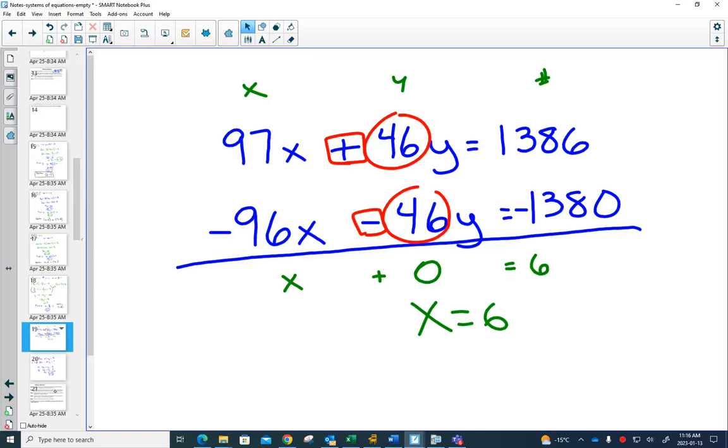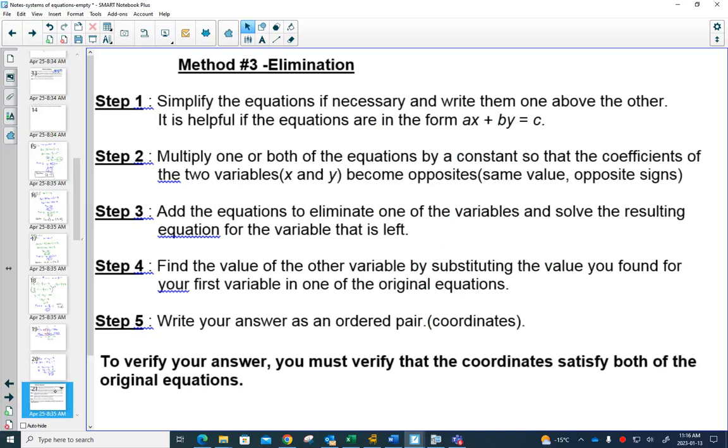Which is step 3. Once they're the same, add the equations together to eliminate one of the variables. Then you can solve that. Whatever's left, it's easy to solve for. And then from there, everything is the same as the substitution technique. Once you've found either x or y, then you can plug it back into the other equation to see if it would work.